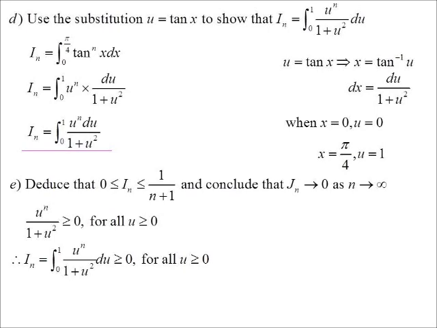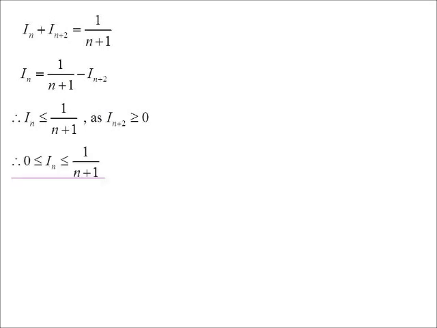Well, what about the other side? We want to show it's always less than 1 on n plus 1. Remember our formula: I_n plus I_{n+2} is 1 on n plus 1. So if I move the I_{n+2}, but hang on, we just said I_n is always positive. So therefore, I've got 1 on n plus 1 minus something positive. That has to make the number smaller. So therefore, I_n must be less than 1 on n plus 1, because I'm always subtracting something. So I've now trapped I_n in between 0 and 1 on n plus 1.